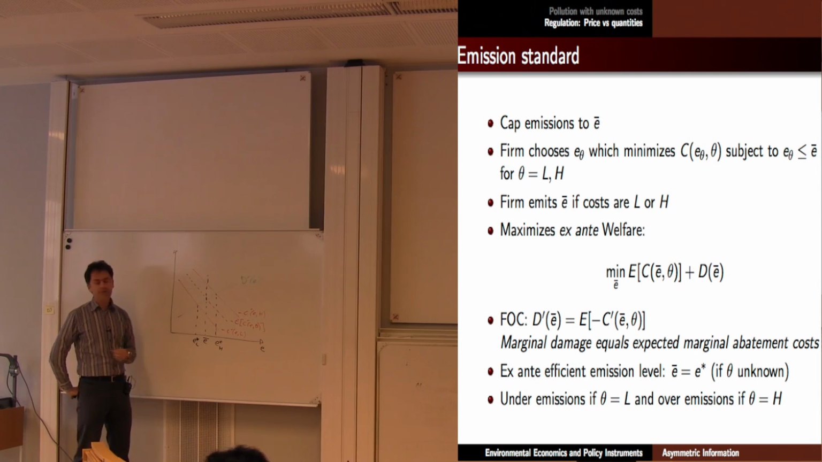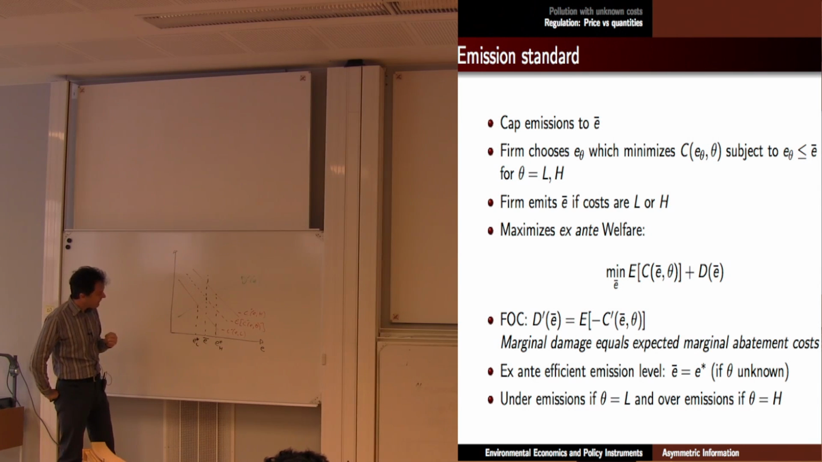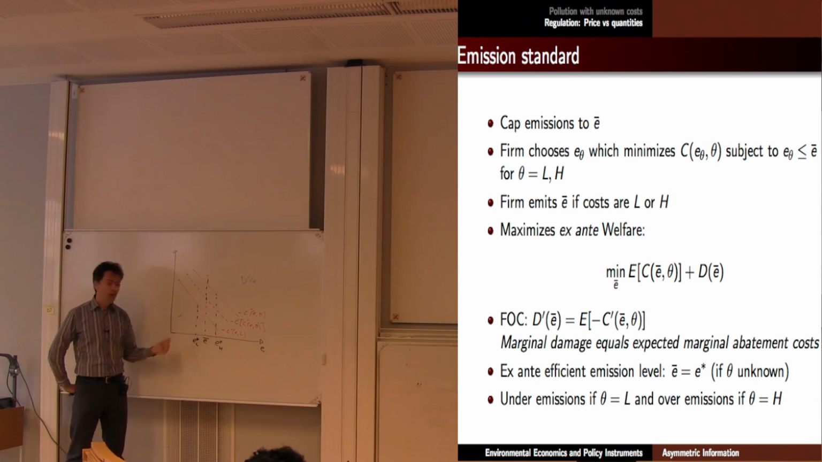And if costs are lower than expected, it's the reverse. The cap is not stringent enough. That is, the firm will bind the cap because it's costly to abate. But the firm should emit even less. The firm should abate more.